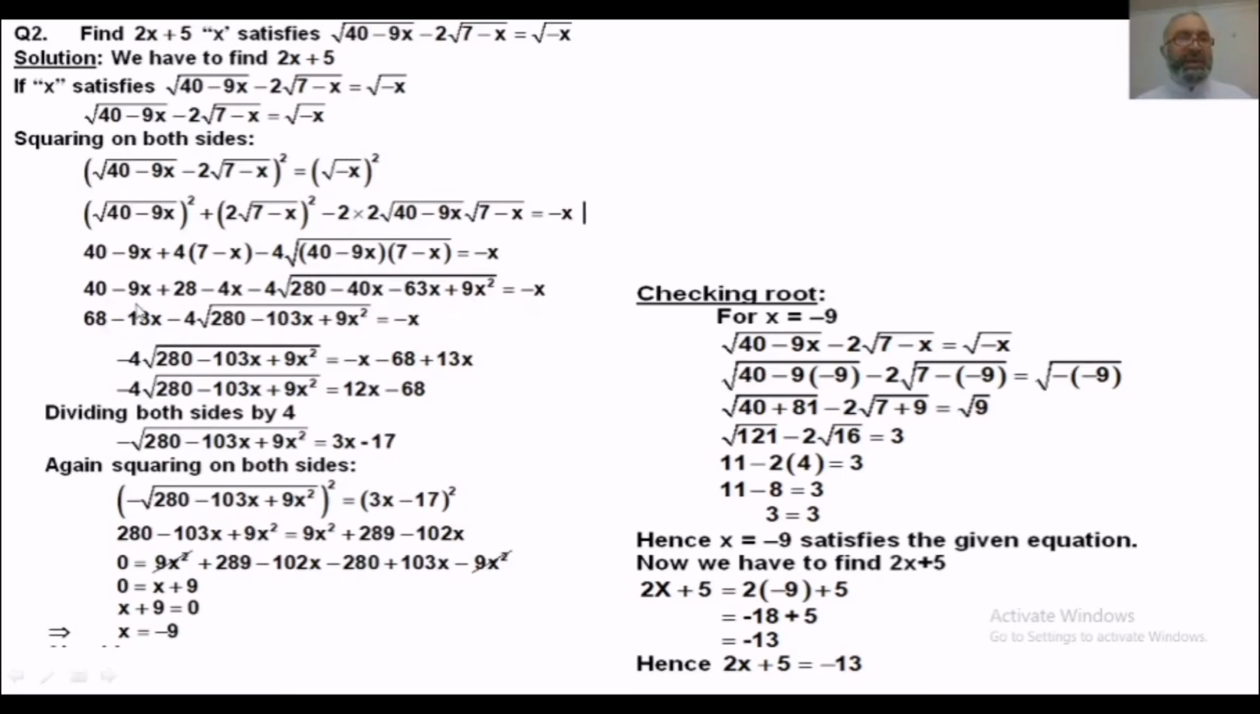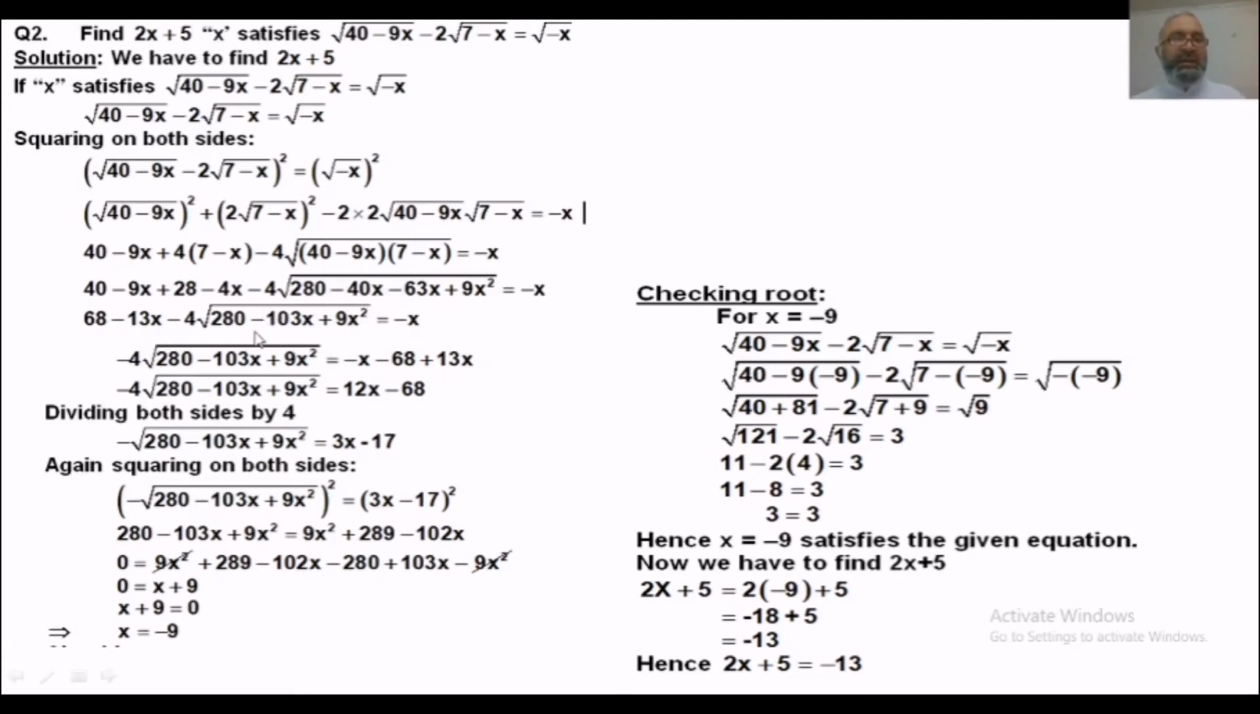So again simplifying, adding the like terms, 40 plus 28 becomes 68, minus 9 minus 4x becomes minus 13x, minus 4 into square of this term, and again simplifying these terms, that becomes 9x square minus 63 minus 40 becomes minus 103x plus 9x square, plus 280.